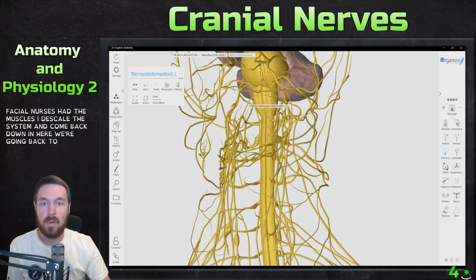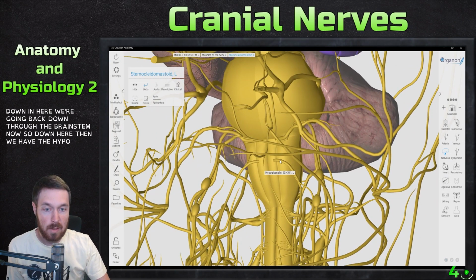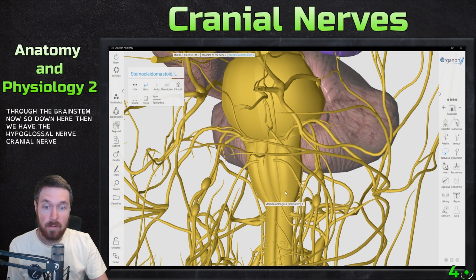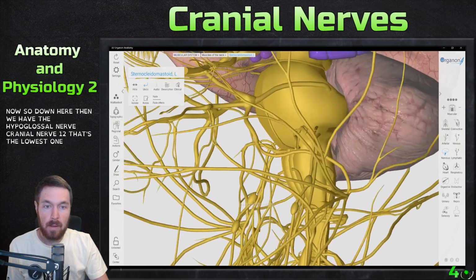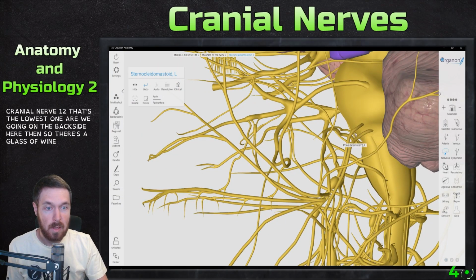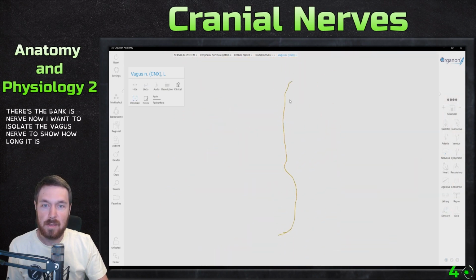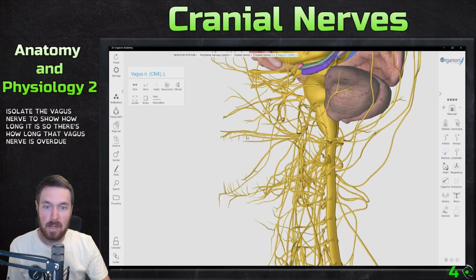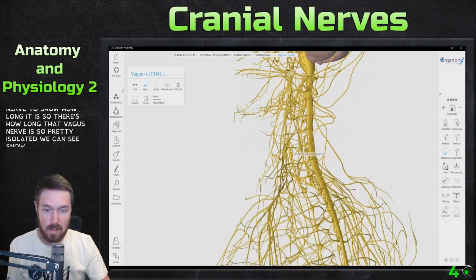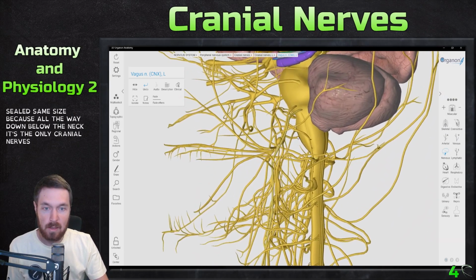We're going back down through the brainstem now. So down here then we have the hypoglossal nerve. Remember, that's cranial nerve 12. So that's the lowest one. We're going on the back side here then. So there's the glossopharyngeal one. There's the vagus nerve. Now I want to isolate the vagus nerve to just show how long it is. So there's how long that vagus nerve is. If we de-isolate it, we can see it's the same size. It goes all the way down below the neck. It's the only cranial nerve that extends below the neck.